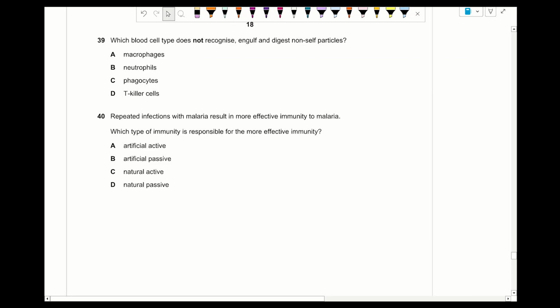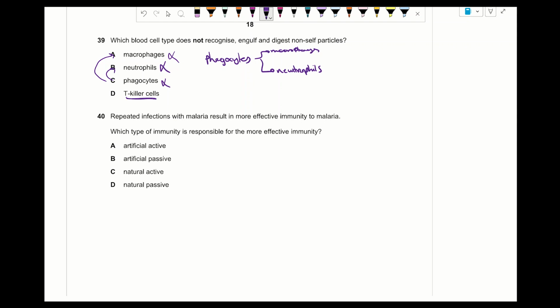Question number 39. Which blood cell type does not recognize, engulf, and digest non-self particles? So, here we're talking about white blood cells which are not phagocytes. Now, phagocytes are macrophages, monocytes, and neutrophils. So, macrophages are phagocytes, so these are incorrect. They engulf bacteria. Same with neutrophils. And phagocytes is a term comprising both, so this is incorrect. And T killer cells. So, T killer cells do not recognize, engulf, or digest since they're not phagocytes. Therefore, the answer is going to be D.